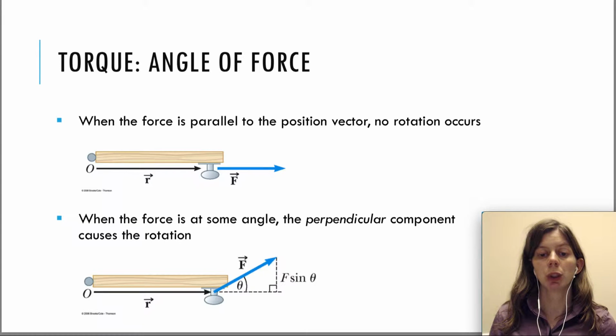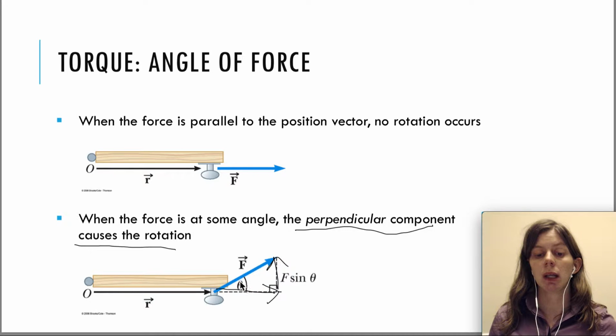So if you push on a door at some angle, well, a diagonal force has a horizontal component and a vertical component. And we just said this horizontal component, because it's parallel to your object, does not cause any rotation. So that means it's only the perpendicular component that causes the rotation. If you are given this angle theta that touches the horizontal, then that perpendicular component is F sine theta.